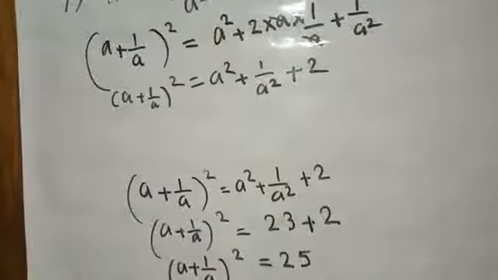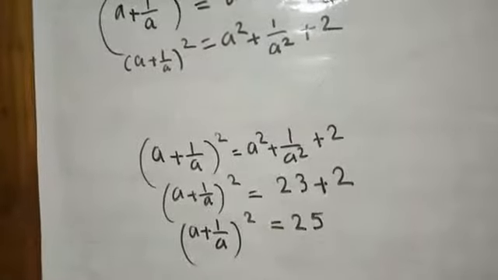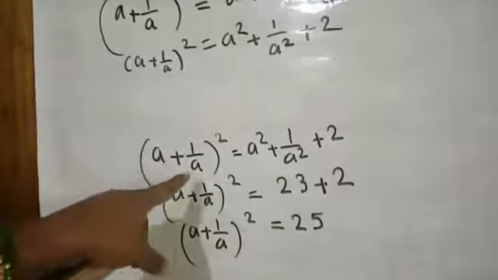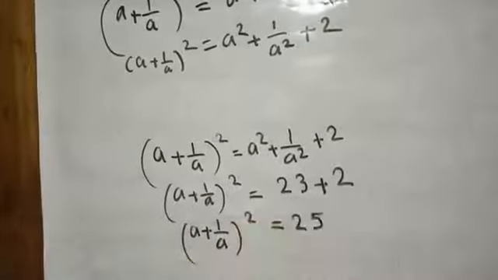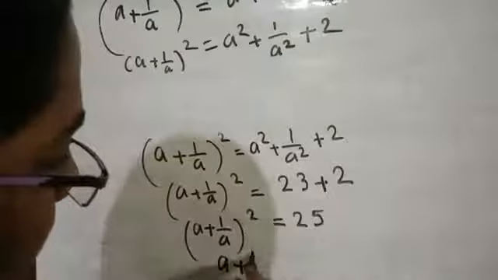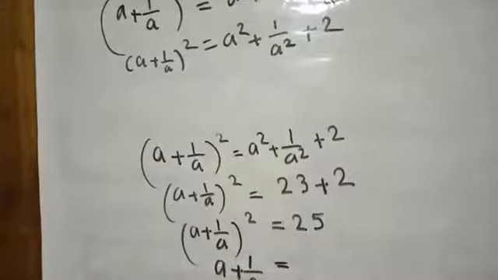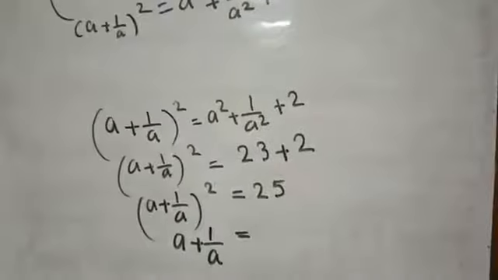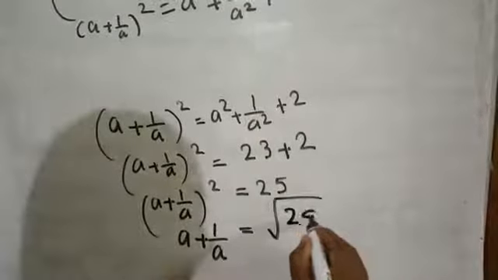Only the first one. A plus 1 by a the whole square is a square plus 1 by a square plus 2. So substitute the value. A plus 1 by a the whole square is, a square plus 1 by a square is 23, plus 2. That is 25. This is a plus 1 by a the whole square. We need a plus 1 by a. How to find a plus 1 by a? Here square is there. How to eliminate the square? 25, we know root 25. We can take root.